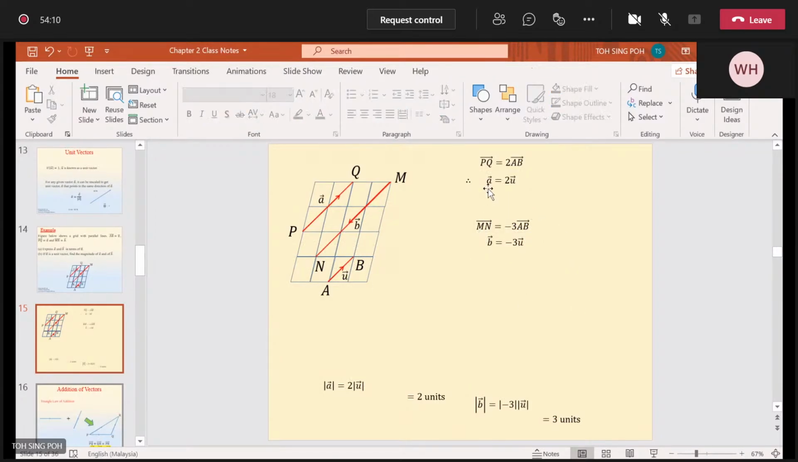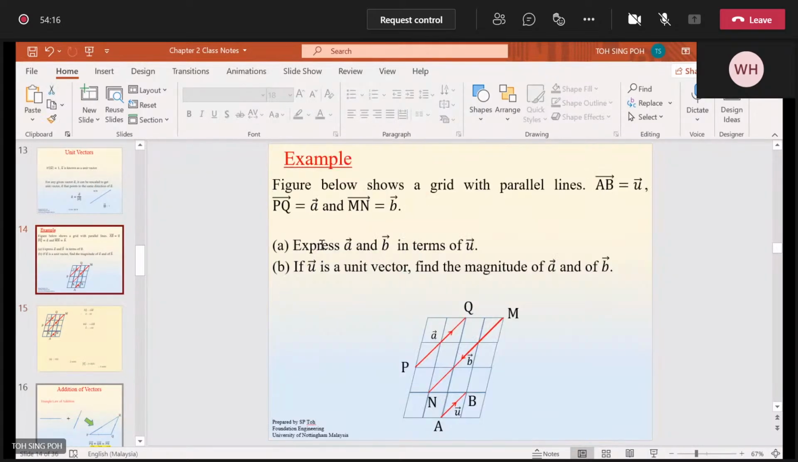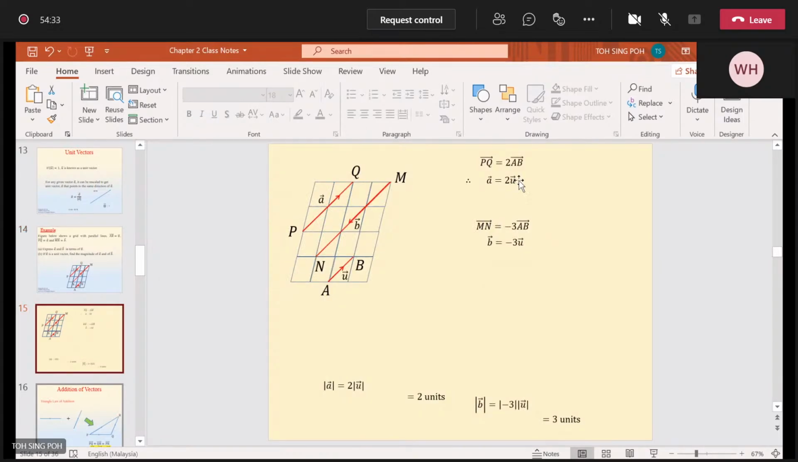This is the meaning of express A in terms of U and B in terms of U. I hope you can understand the statements, the questions. Express, the meaning of in terms of. If you don't understand this, then in the test, in the exam, how to solve? You can't solve, correct? You do not know how to put your answer in what form. Okay, in terms of, this is the meaning. That means the right hand side only has U and certain numbers.